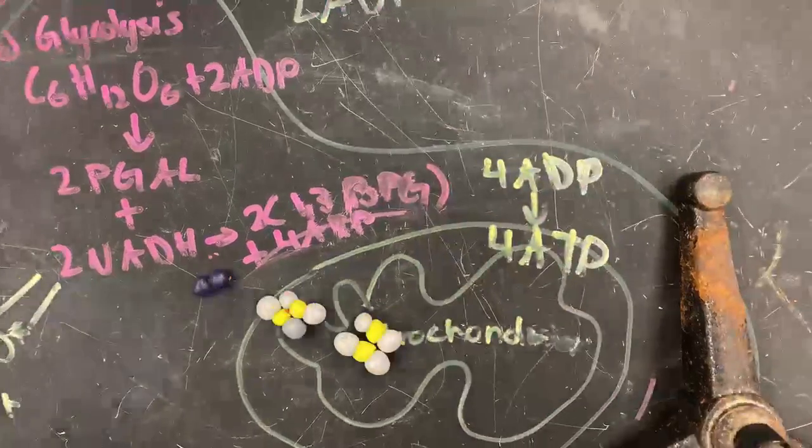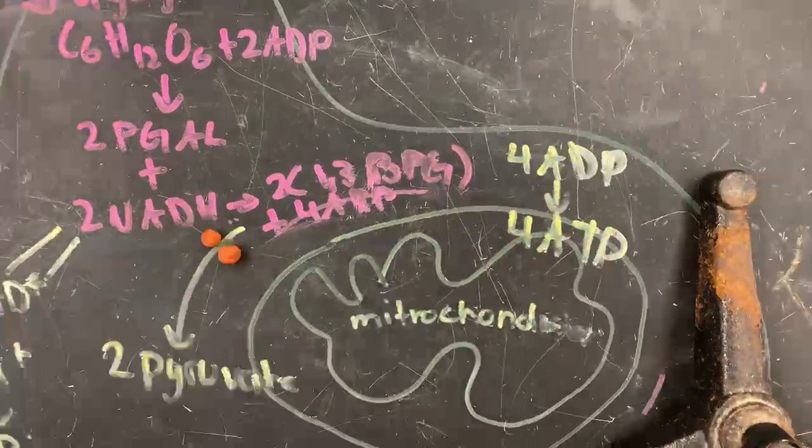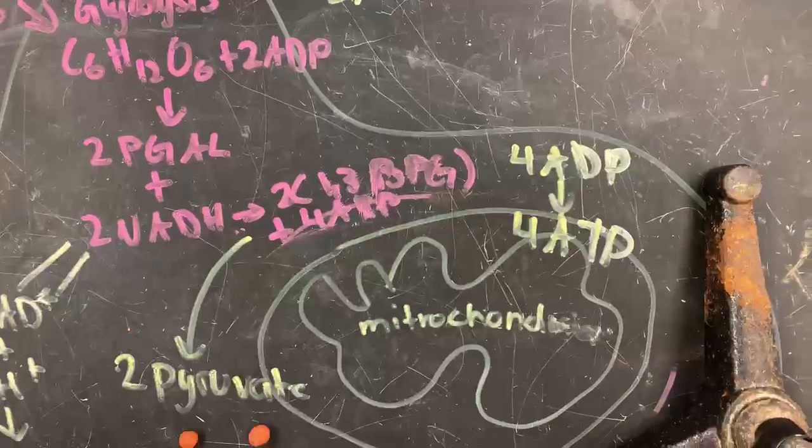Much more ATP is produced in a later step of cellular respiration. Before entering the Krebs cycle, the pyruvate generated in glycolysis goes through the link reaction.